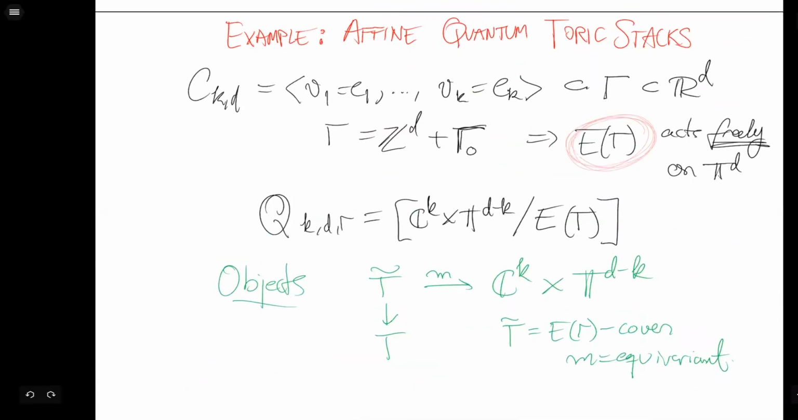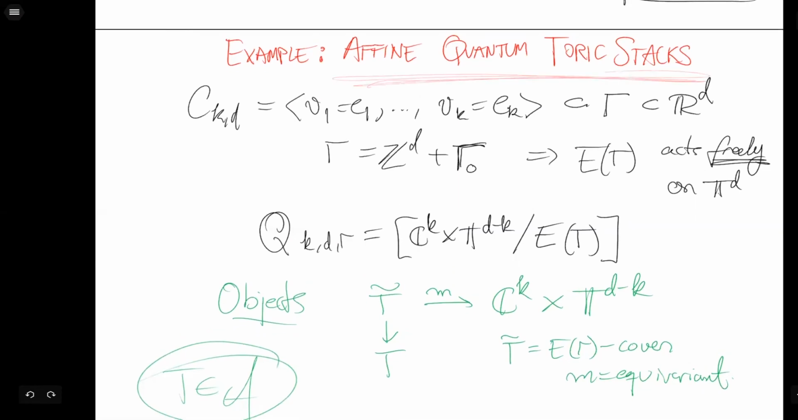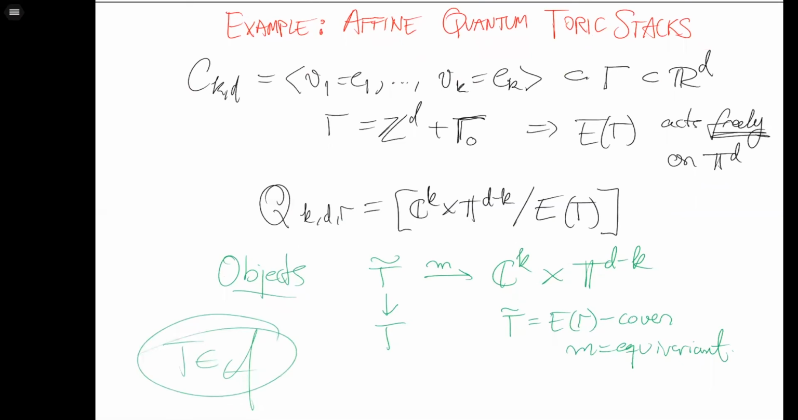And then, well, E gamma acts freely on T^D. And so I can take C^k cross T^(D minus k) and divide by E gamma and produce this stack. This is the stack quotient that I described before. I mean, I could go on describing this forever, but I will start skipping this kind of description. But it is the category fibered in groupoids over A that has these objects. Remember that T is an object in the category of affine toric varieties. So anyway, this is how we describe an affine quantum toric stack. This is what affine quantum toric stacks look like. They are stacks over A, and they, of course, by con, give a certain non-commutative algebra.